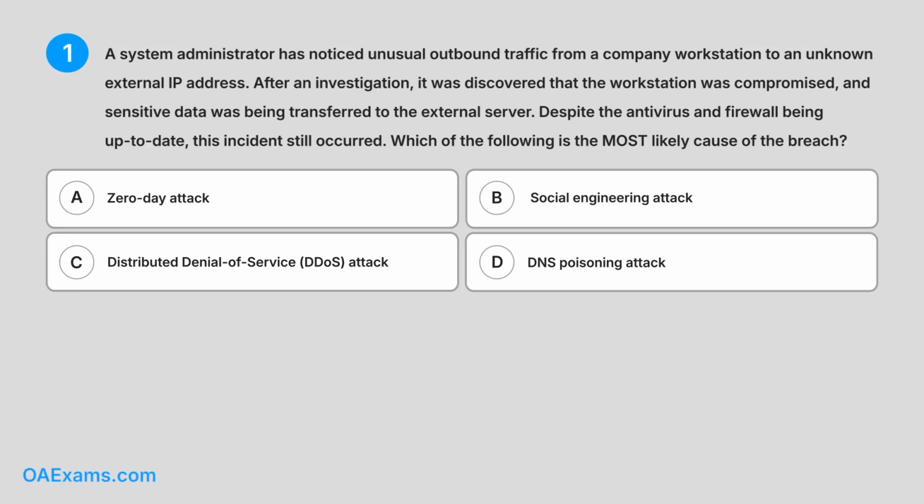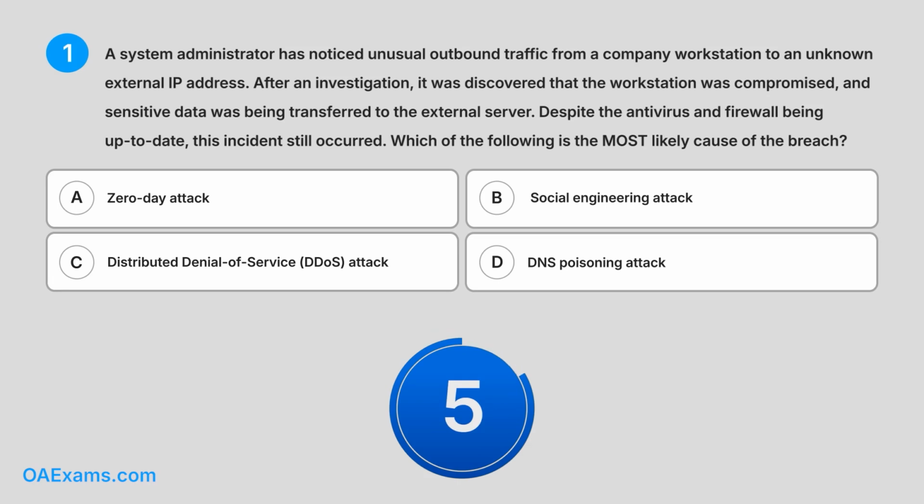1. A system administrator has noticed unusual outbound traffic from a company workstation to an unknown external IP address. After an investigation, it was discovered that the workstation was compromised, and sensitive data was being transferred to the external server. Despite the antivirus and firewall being up to date, this incident still occurred. Which of the following is the most likely cause of the breach? A. Zero-day attack. B. Social engineering attack. C. Distributed denial of service, DDoS attack. D. DNS poisoning attack. Do you know the answer?